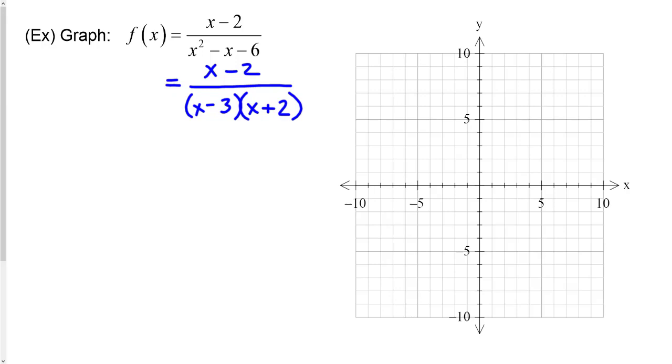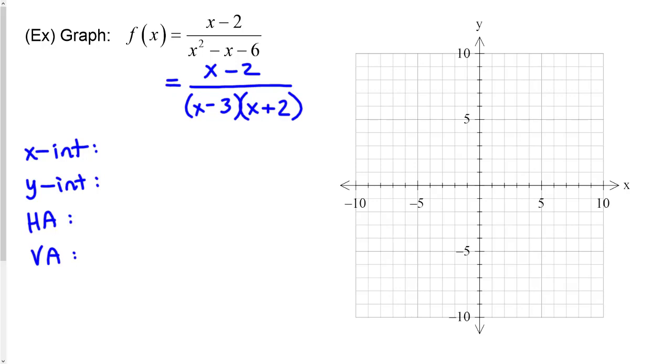Okay, so the things that I need to come up with: x-intercepts, y-intercepts, horizontal asymptotes, and vertical asymptotes. Now, we went through a lot of slides as to how to come up with each of these, and it probably seems like at this point this is going to be an overwhelmingly long process. I promise you it will not.